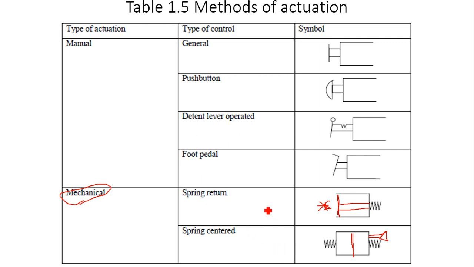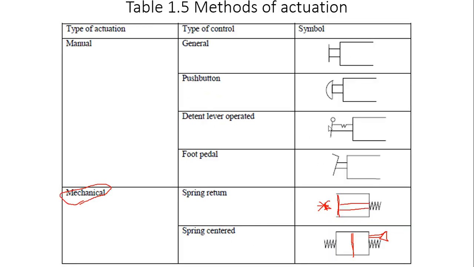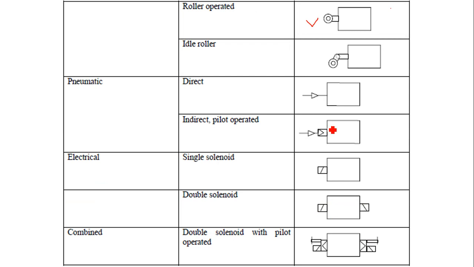Now this is mechanical, roller operated. This is most commonly used, roller operated. So whatever the sensors we are talking about, that are labeled A0, A1 and B0, B1 in that circuit, those cylinder labels are nothing but the rollers in case of pneumatic circuits. Okay, so these are the rollers. This is idle roller, that means it can move like this. So these are the types for mechanical. One is spring, other one is roller and idle roller. So basically mostly this roller type is used.